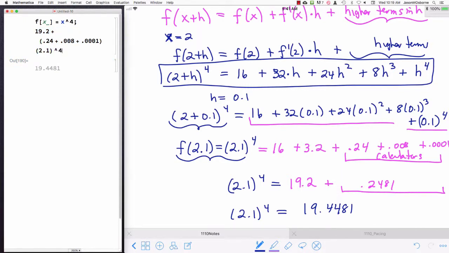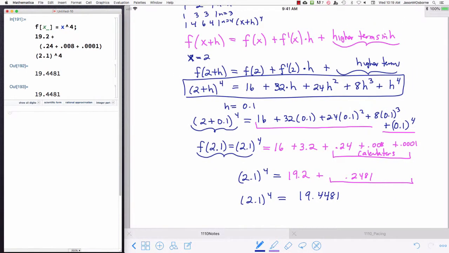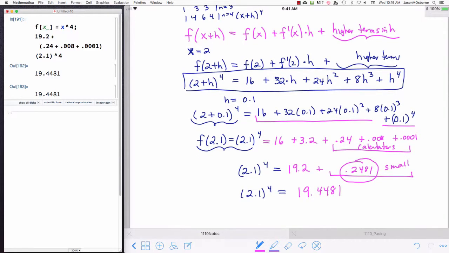2.1 to the fourth power is 19.4481. Well, this formula, the expansion, is showing us how to break the problem up into smaller pieces. The higher power in h terms lead to a small number. So we can say that 2.1 to the fourth power is approximately just the 19.2.